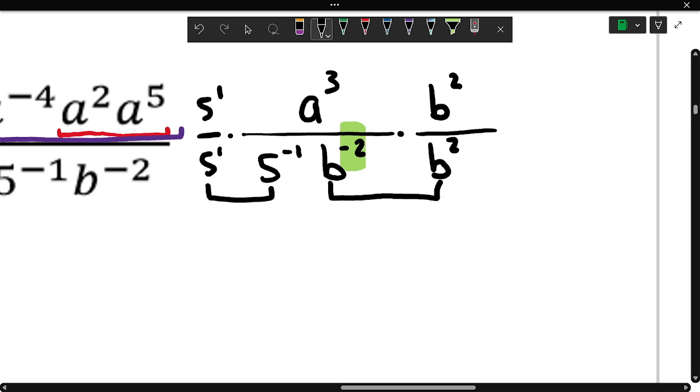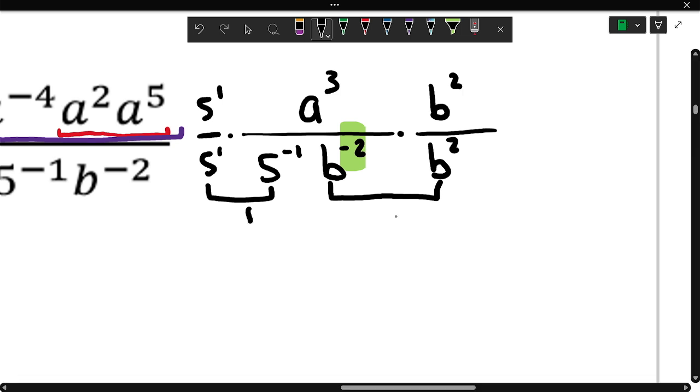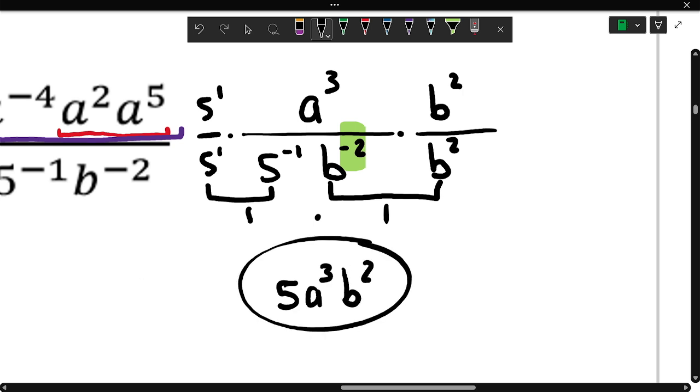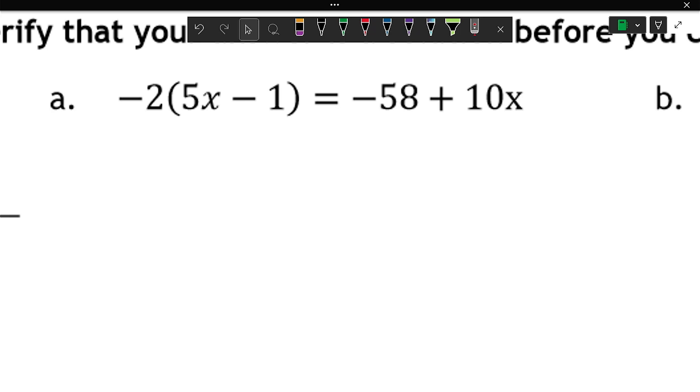So my denominator now is just 1 times 1. This is 1, this is 1. 1 times 1 is 1. In the numerator, I've got 5 times a cubed times b squared. So this is the numerator that I'm left with, 5 times a cubed times b squared. So let's continue to question number 2.